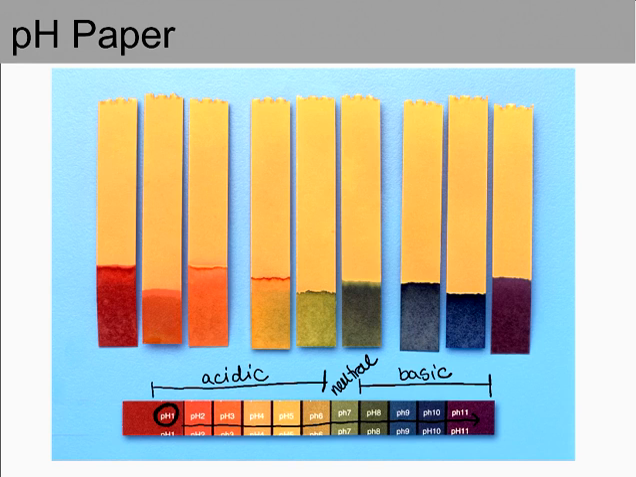Now, this isn't super exact. So for instance, if you get a bluish color on your pH paper, you might say, well, the pH is within a range of 9 to 10. But you're not going to get a super specific answer. So pH paper is great if you just need a general idea of the acidity or basicity of a solution, but there are other techniques we can use to get an exact value.